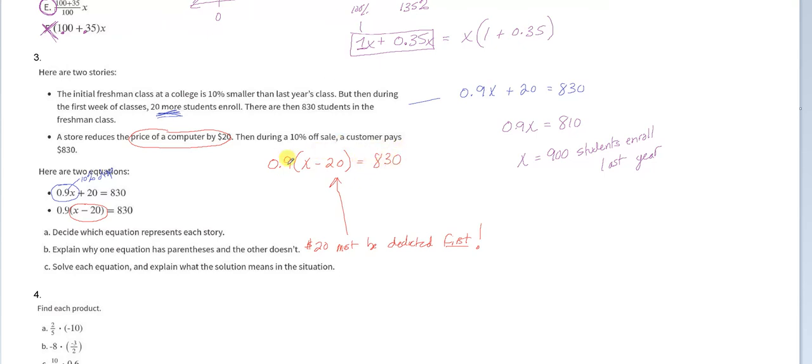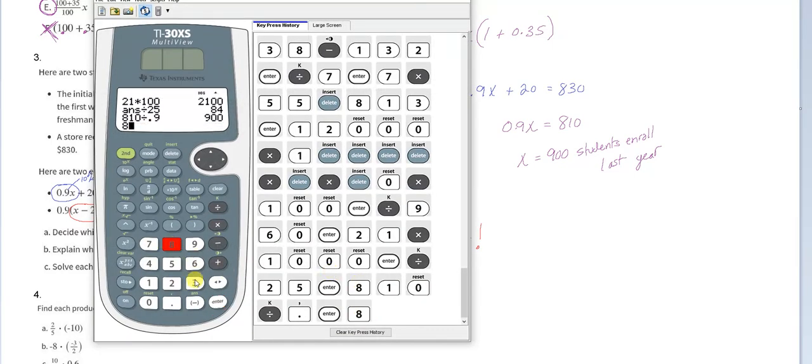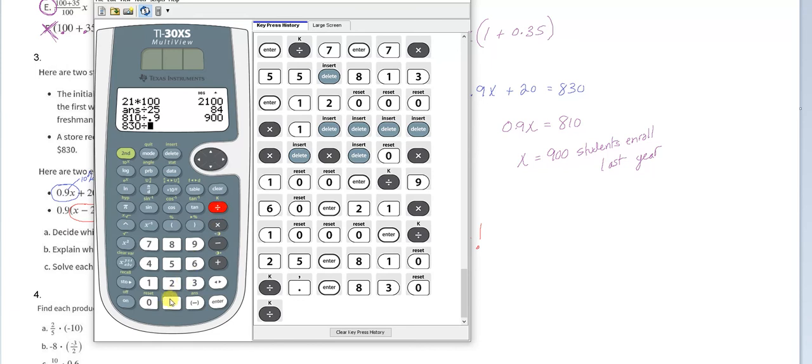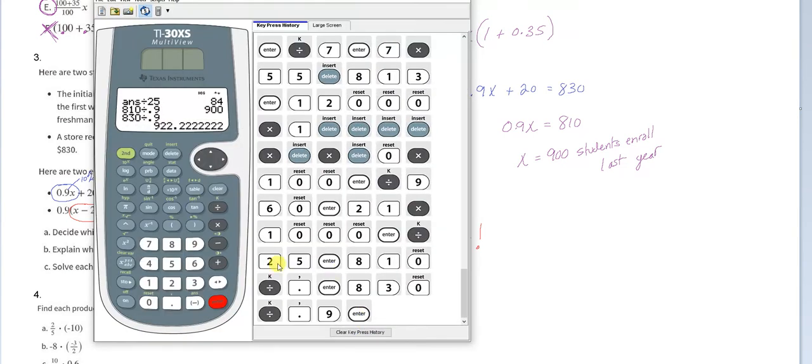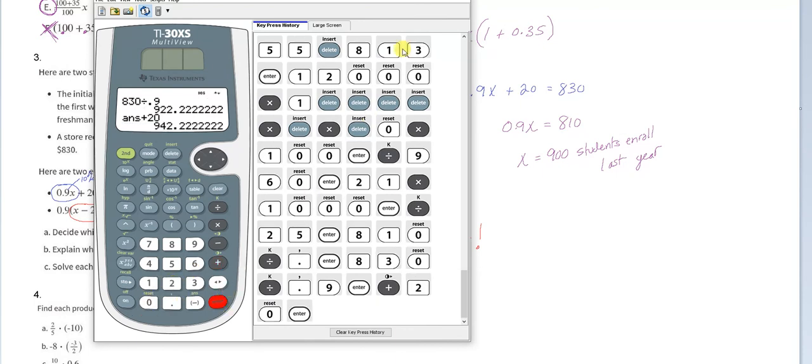And for the other one, when we solve the red one over here, we know that it's 830. I would start by dividing by 0.9, so 830 divided by 0.9. Let's find out what the group needs to equal. The group needs to equal 922 and 2 tenths repeating. And so you add 20 to that, so x is going to be 20 more than that. So add 20, and this tells me the price that it was before.